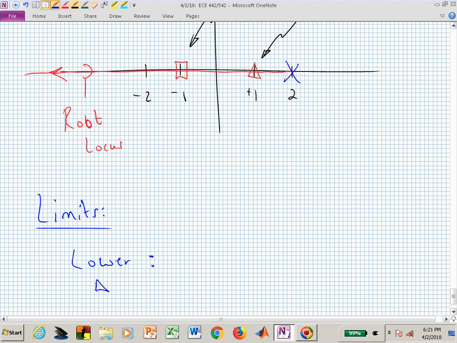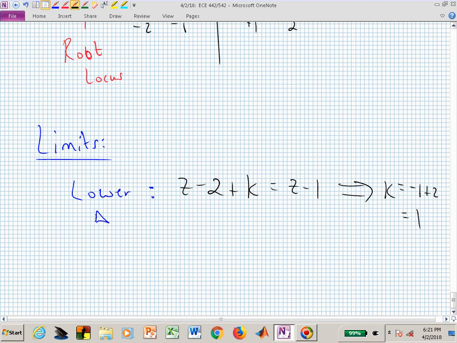The lower limit is when z minus 2 plus k is actually equal to z minus 1. We needed a pole at 1, or the value of z equal to 1 will cause that to vanish. Comparing coefficients or constants, we can see then that k is equal to minus 1 plus 2, or 1. So our lower limit on k is 1. If that knob was labeled, we would want to be beyond 1.